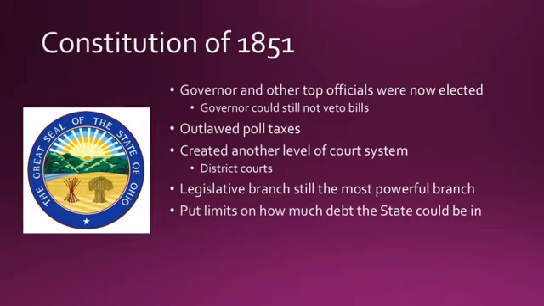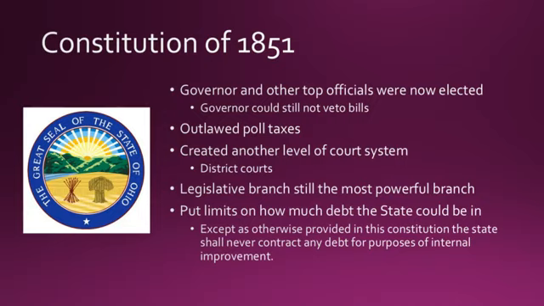And it also put some limits on how much debt the state could be in. So remember I said that the state went into a huge amount of debt to try and keep the railroads and canals afloat. And so it put some limits and said that you can only have so much. But it didn't really give them the power to borrow money yet, which they really needed to deal with how far in debt the state was. And then it said, except as otherwise provided in the Constitution, the state shall never contract any debt for the purposes of internal improvement. Basically saying you cannot go into debt for railroads or canals, essentially was the point of that.